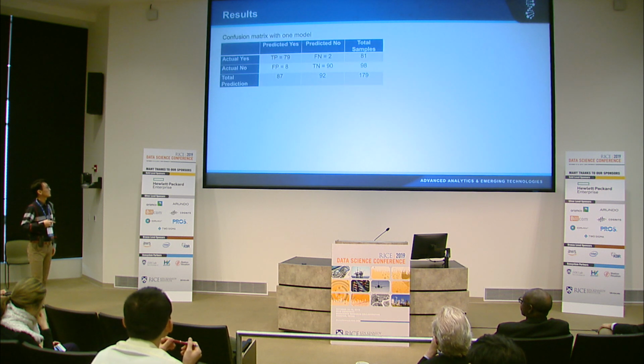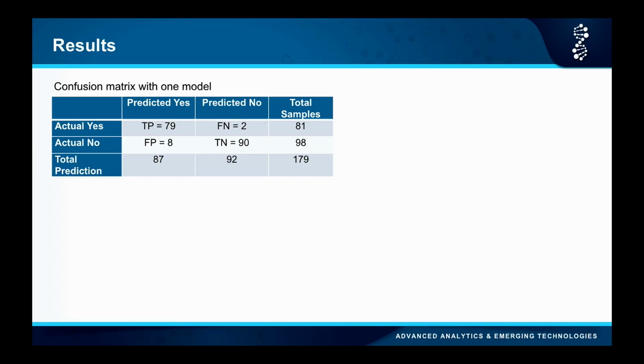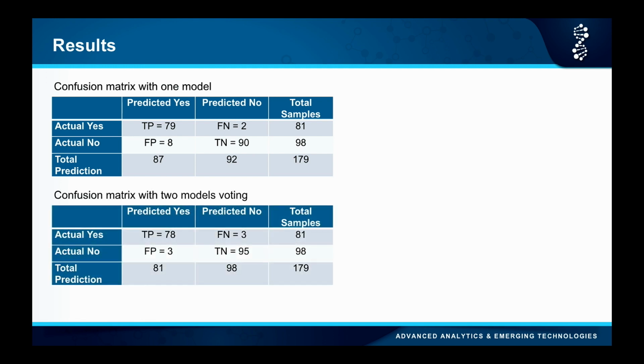And let me show you some results. This is a confusion matrix from the first step with only one model, and this is a confusion matrix with two models voting. We can see that the false positive events lower from 8 instances to 3 instances with the presence of the second model. And the F1 score of the first step improves from 0.94 to 0.97.